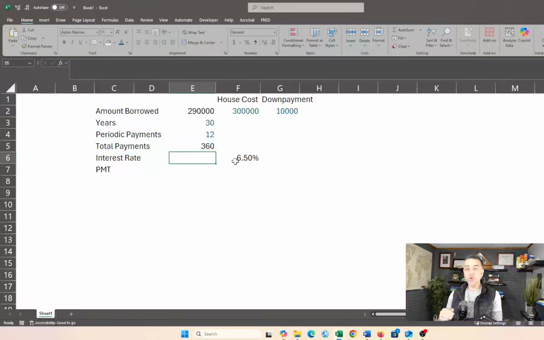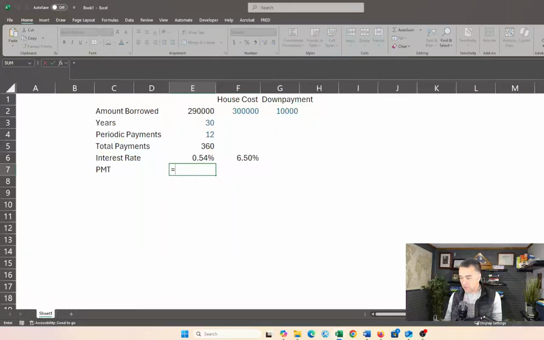And then I have to know what's the periodic interest rate. Well, the periodic interest rate, that's the interest rate per payment, per month in this example. I'm going to convert that to a percentage. And then next, what we want to know, so that's 0.54 percent per month. I need to know the PMT. What is my payment per month?